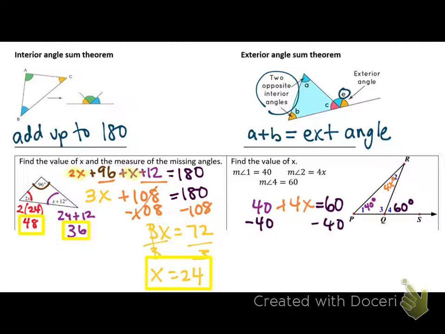Subtract 40. 4x equals 20, and x equals 5. This one just says find the value of x. When you're ready, we can turn the page.